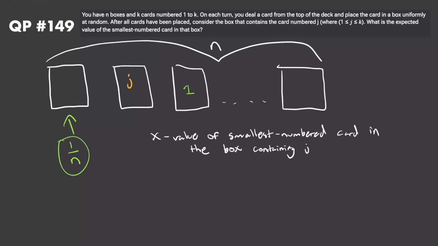So if I let x be the value of the smallest numbered card in the box containing j, we're trying to find the expected value of x. By the definition of expected value, we sum up over all the possible values that x could take. So what could it take? It could be anything from 1. If card number 1 is in the box containing j, well then that's going to be the smallest numbered card. And the maximum that the smallest numbered card could be is j, because j is already in that box. So x can take values between 1 and j. And then by the definition of expected value, we take x and weight it by the probability that x is equal to that little x, so that card being our minimum. Now we essentially just have to find this probability distribution right here.